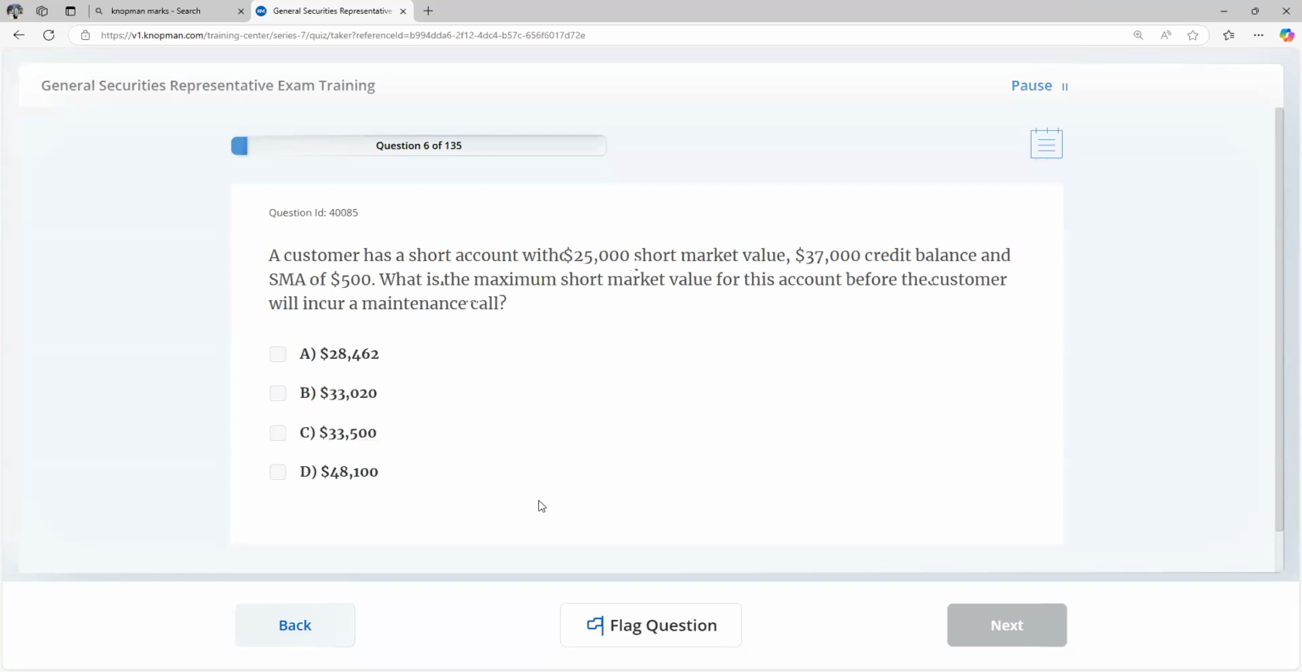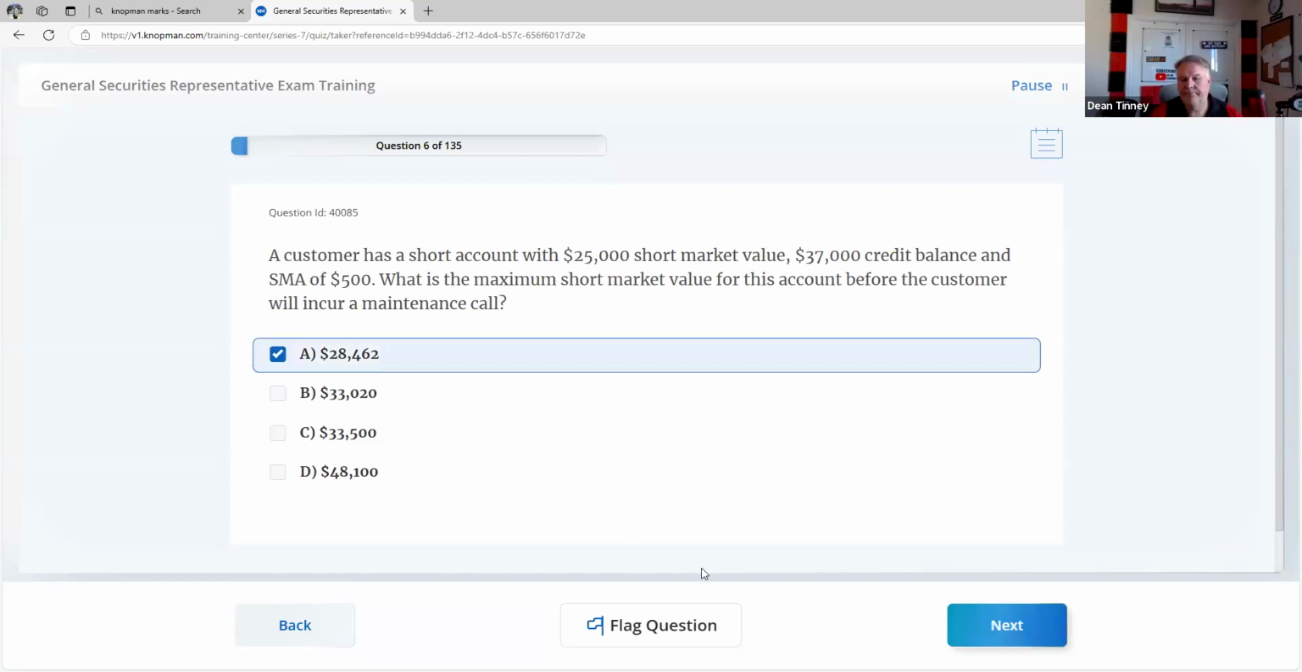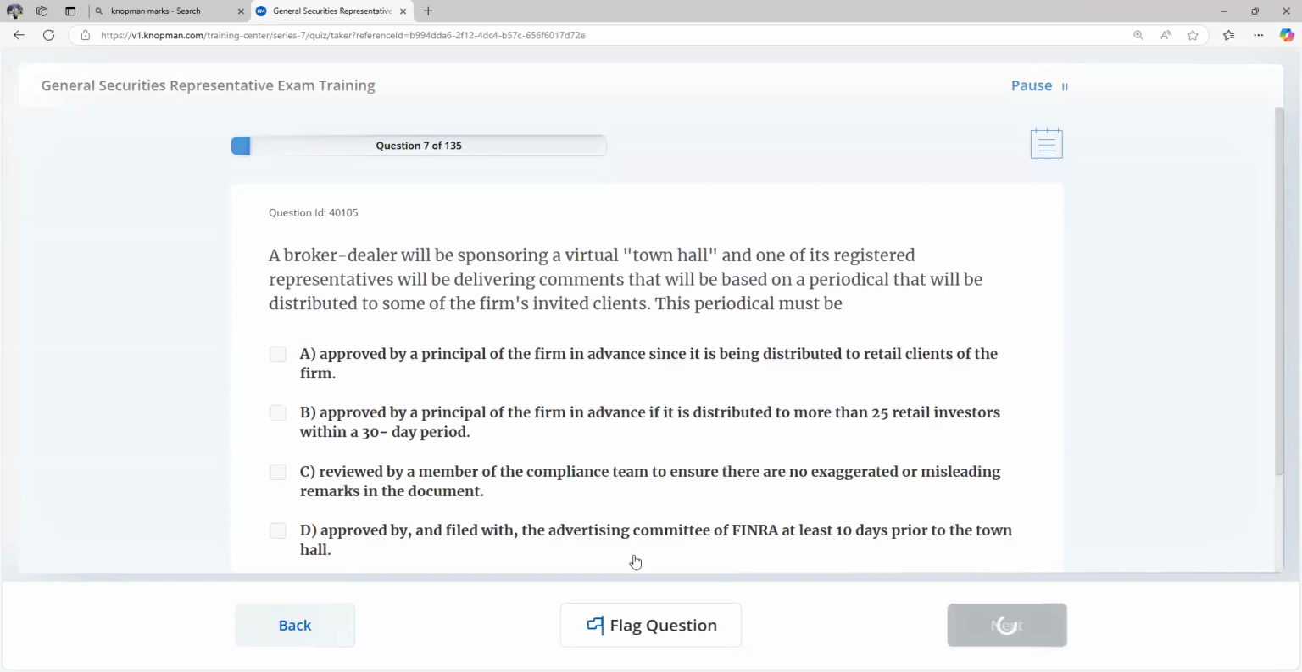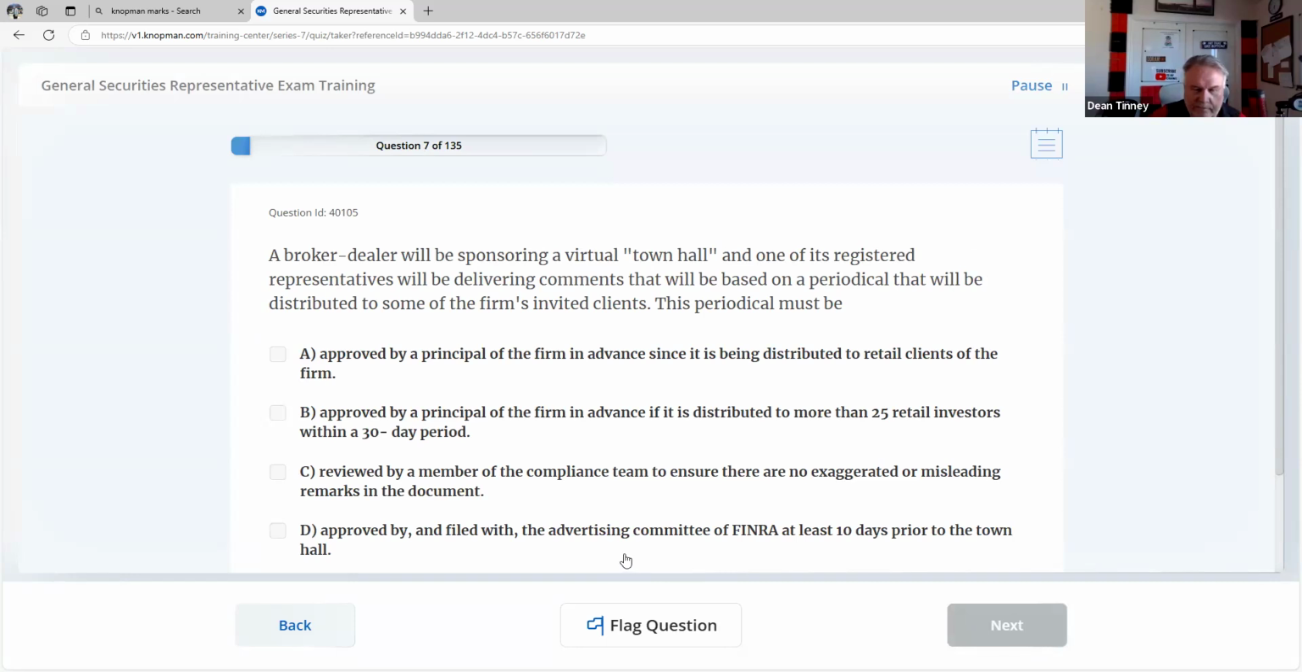28,462. Yeah, credit by 1.3. That's what I thought it was, but I didn't know if there was any other. Like I said, they make them more complicated than they are.